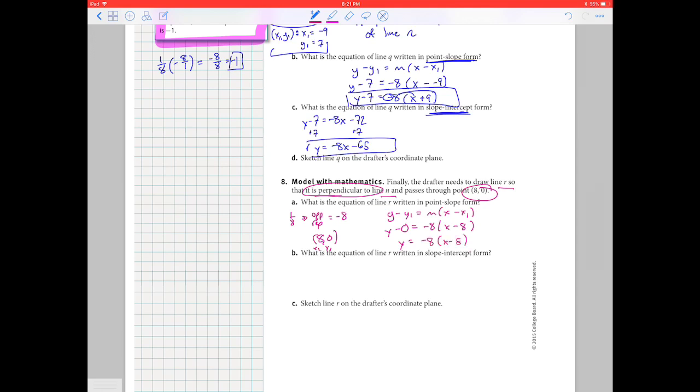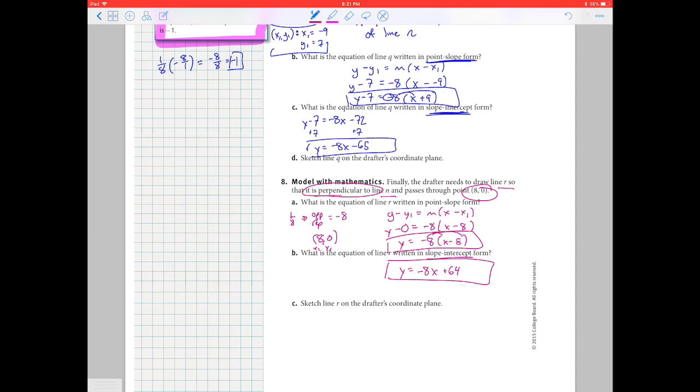And this is our answer in point slope form. Slope intercept form is when we clean it up and get y by itself. Y is already by itself, so all we actually need to do is distribute that -8. So we get -8x, and this is where I foresee most of us making our mistakes if we made a mistake. We have -8 times -8, so we actually get positive 64 for our y-intercept.